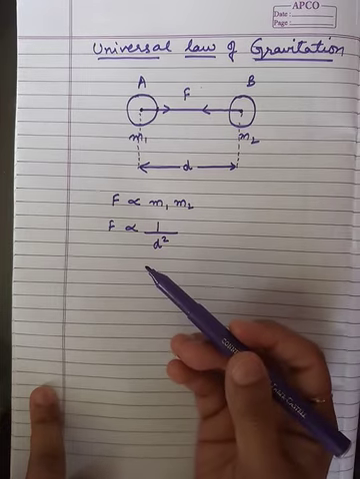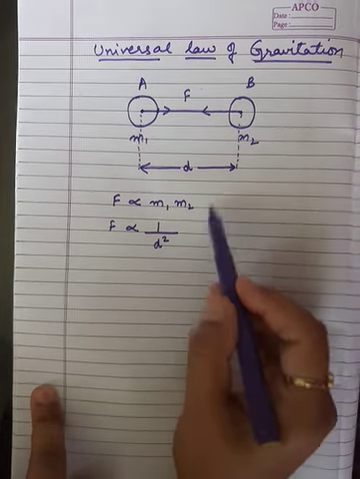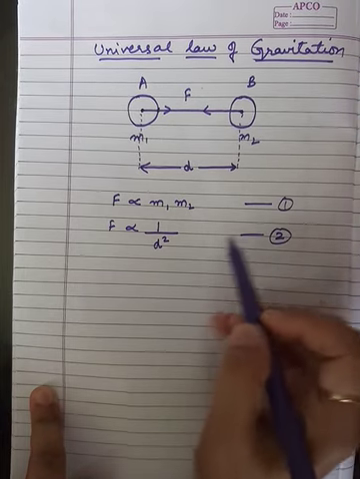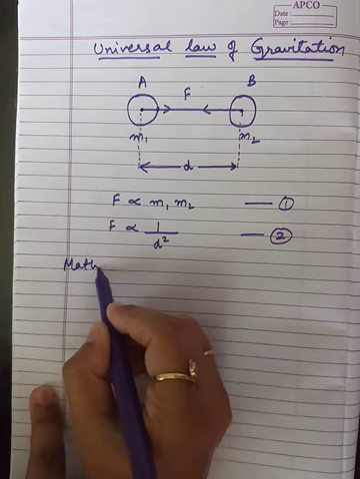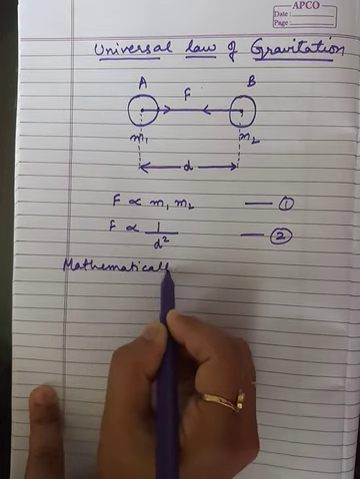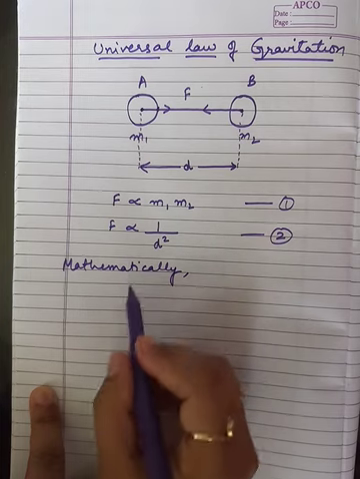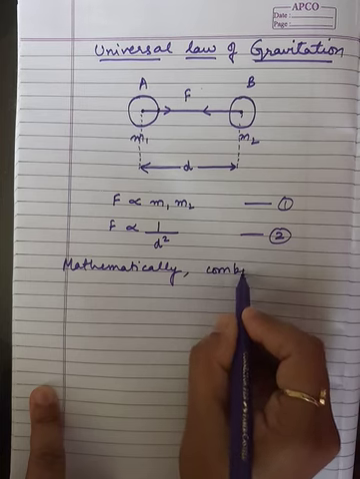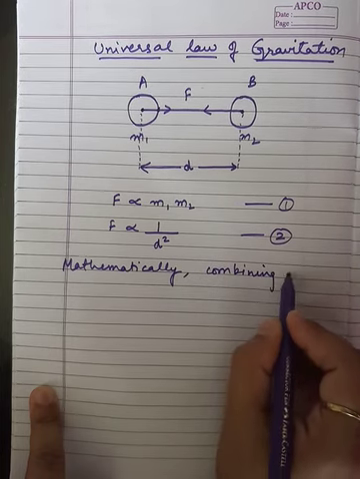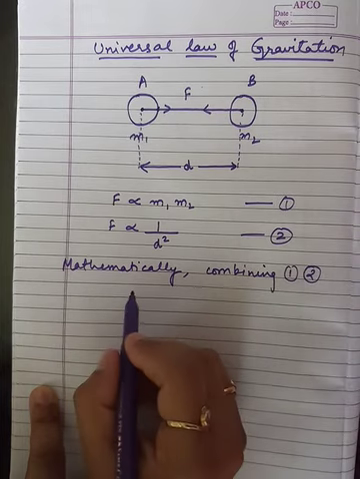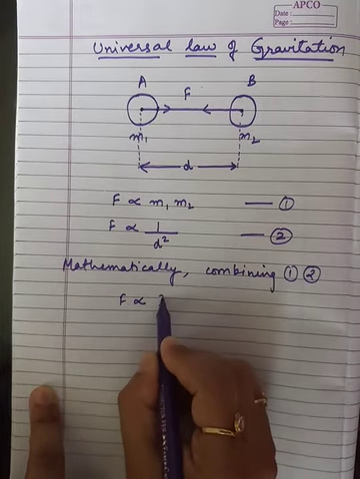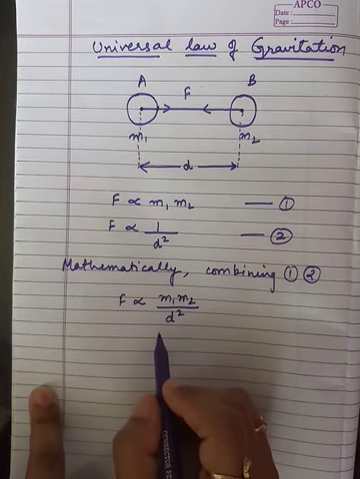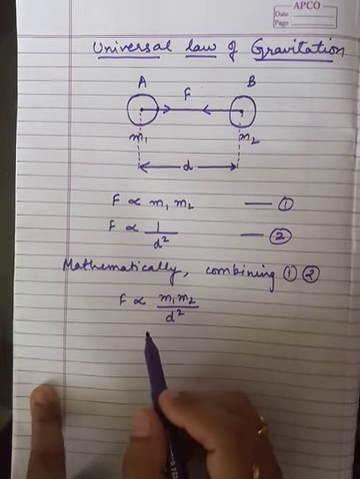And mathematically, if I want to find out the formula combining these two concepts, or you can say these two equations, from equation 1 and 2, I can write down by combining equation 1 and equation 2: F is directly proportional to m1 m2 divided by d square. Okay, so this is the mathematical expression, right?